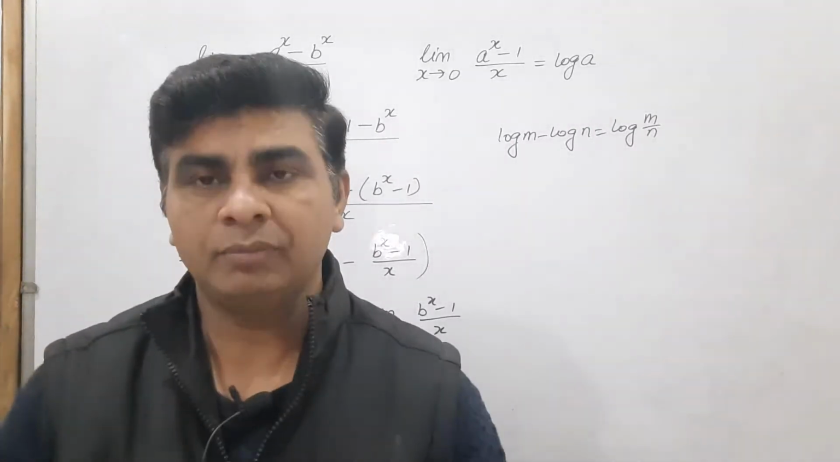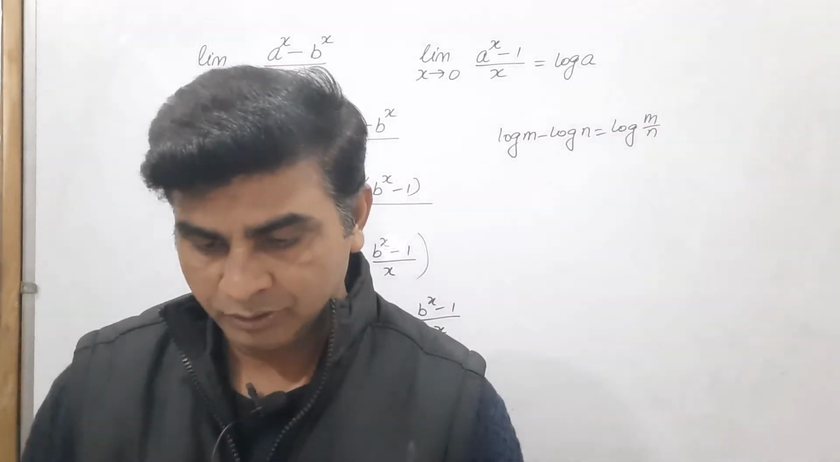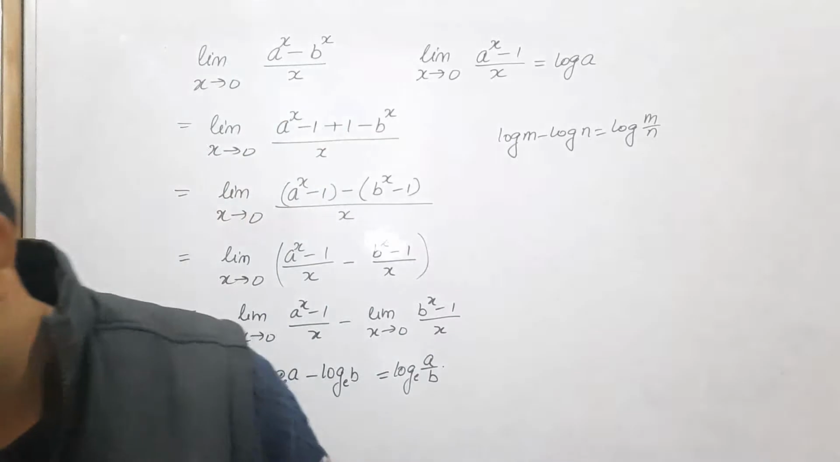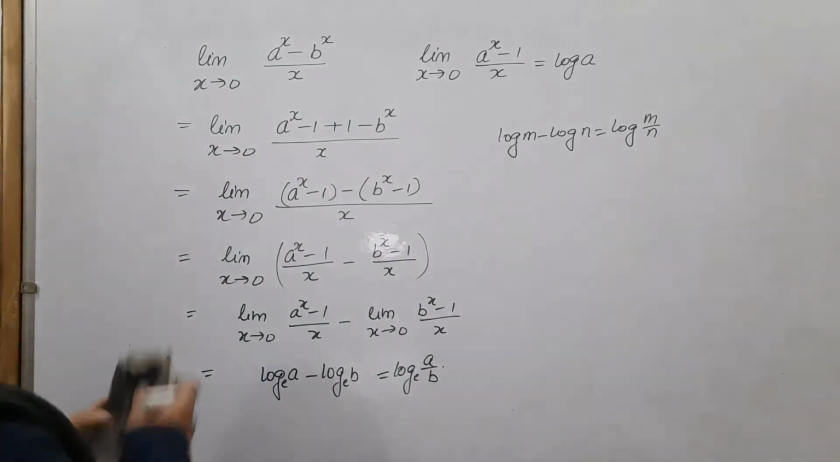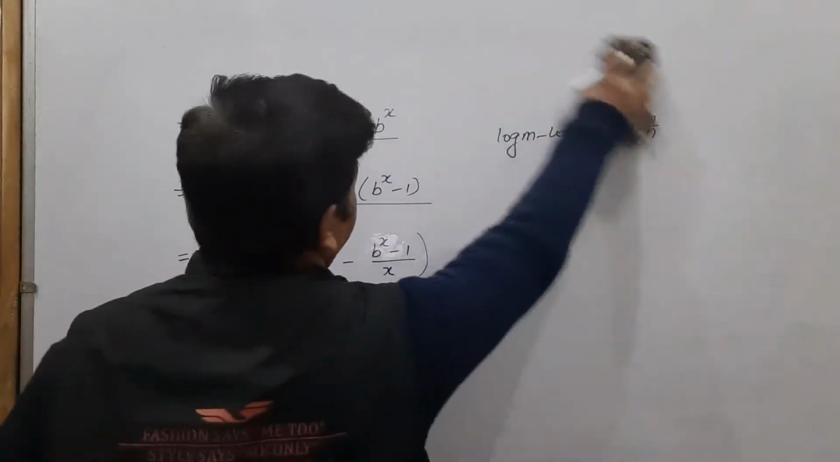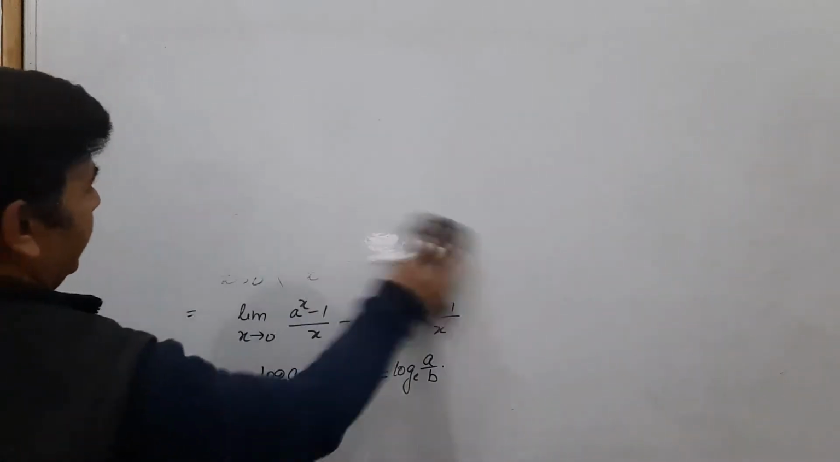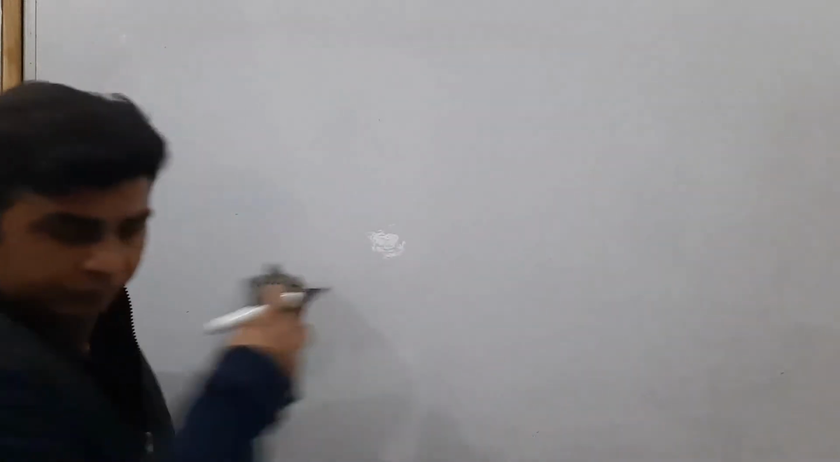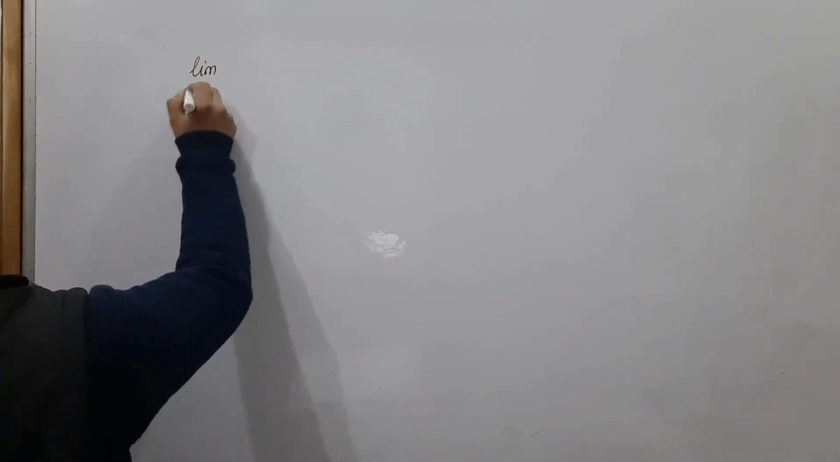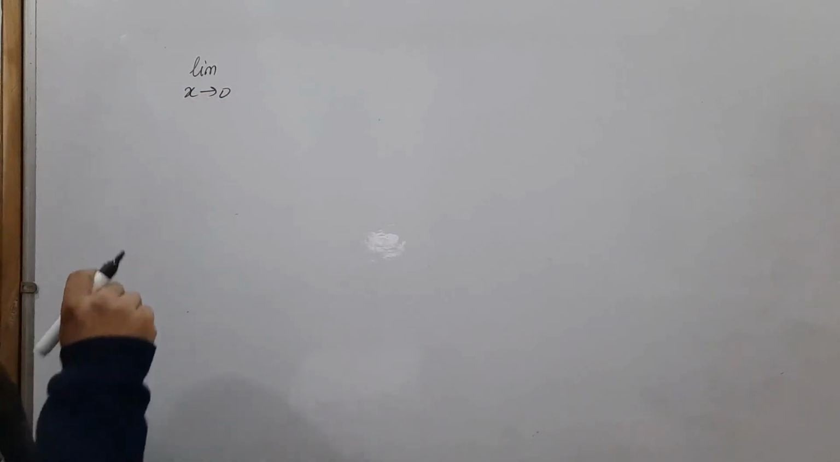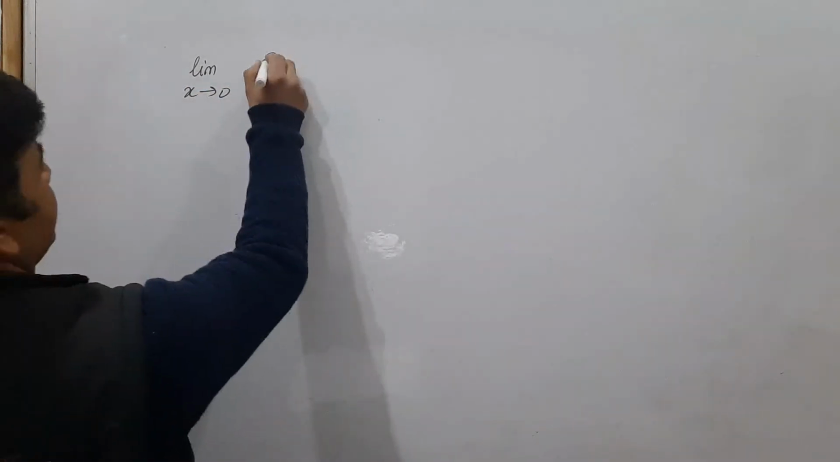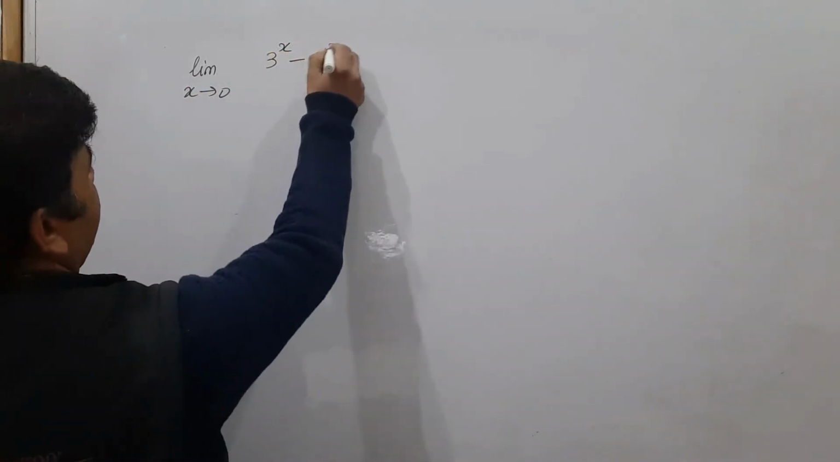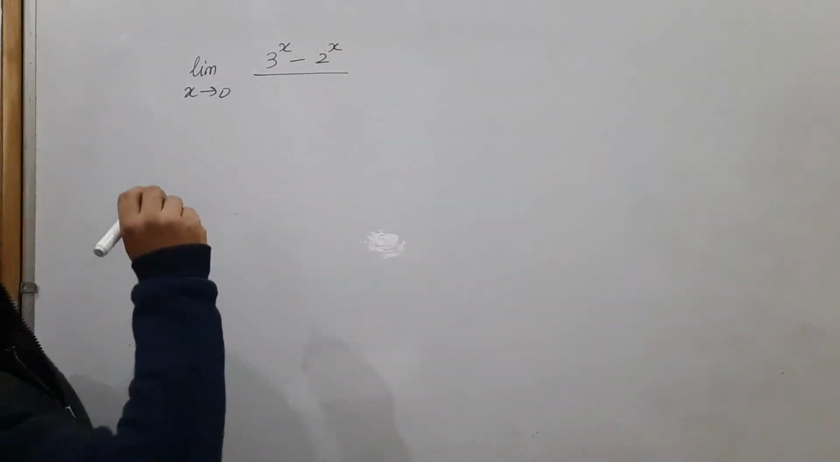Let me do some more questions based on these formulas. So the question number second we are going to do is the question in which it is given that limit x tends to 0, 3 to the power x minus 2 to the power x upon tan x.